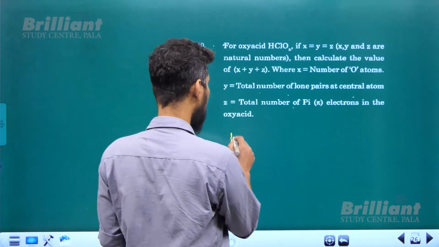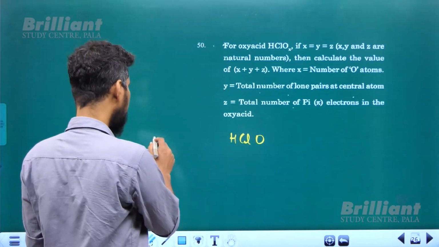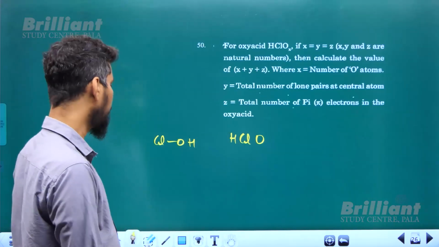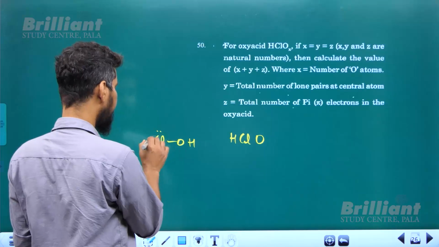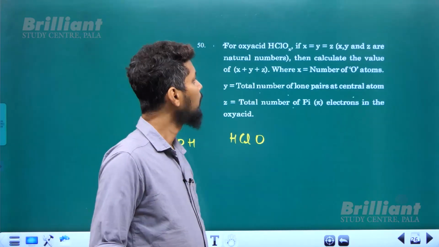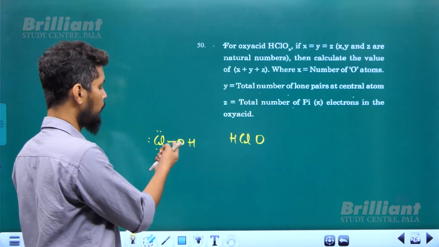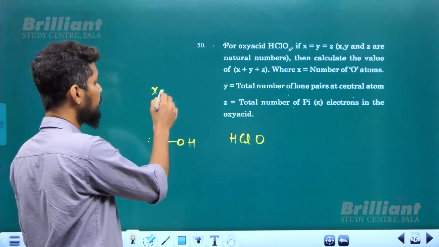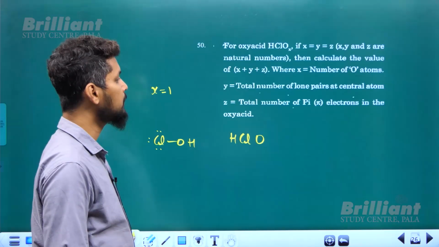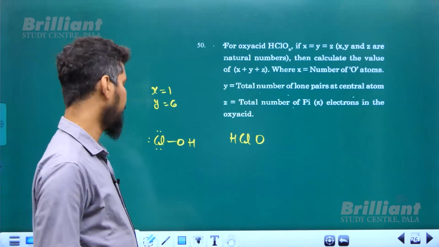Starting from HClO, we are starting from the simplest one, HClO. The HClO structure is like this. In HClO you have 3 lone pairs on oxygen, and here X is actually one oxygen only, X equal to 1. What is the next thing? Y is the total number of lone pairs at the central atom. So that is 6 lone pairs. So it is 3.